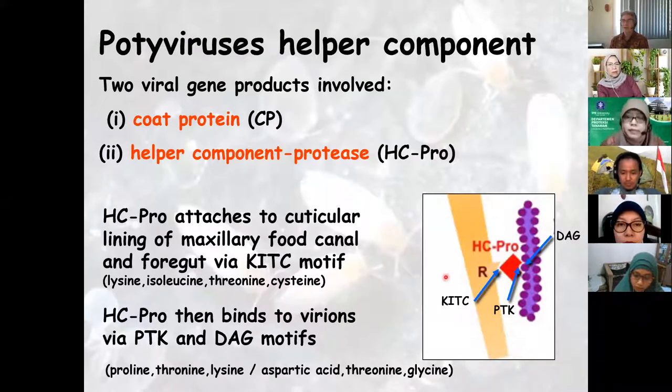So if we look at that helper component that I've just mentioned, a potyvirus particle has nucleic acid in the center of the particle, and coat protein around the outside to protect the RNA. The coat protein has a particular amino acid motif, DAG, which is aspartic acid, threonine, glycine, DAG. That's the most common form. That binds to a specific amino acid sequence on the helper component protein, KITC, lysine, isoleucine, threonine, cysteine. And that binds there.